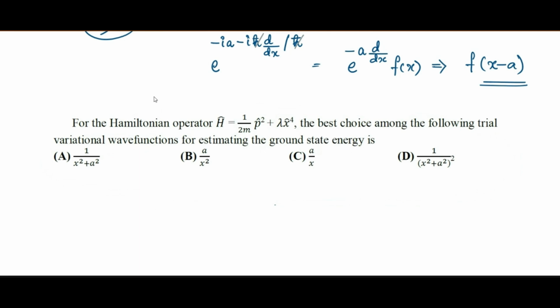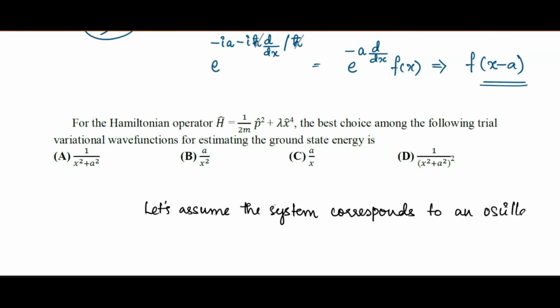Next possible option is you can consider the simple harmonic oscillator. So let's assume that the Hamiltonian which is given to us corresponds to an oscillator. It's just an assumption, it's not given in the question. So let's assume that the system corresponds to that of an oscillator. Why? Because it has some potential energy, right?